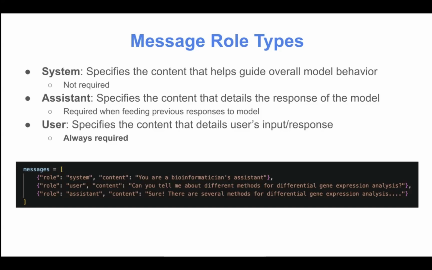The assistant is going to be any content that the chat completion's endpoint or the model itself is producing. And then user is your actual prompt. So that's where you're going to insert your questions or your task into this messages array. So here we can see a basic example of your bioinformatician's assistant. And we're asking about gene expression analysis, different methods for it, and then it's going to respond and tell us about some of those. And it goes system, user, and then we get that response from the assistant.